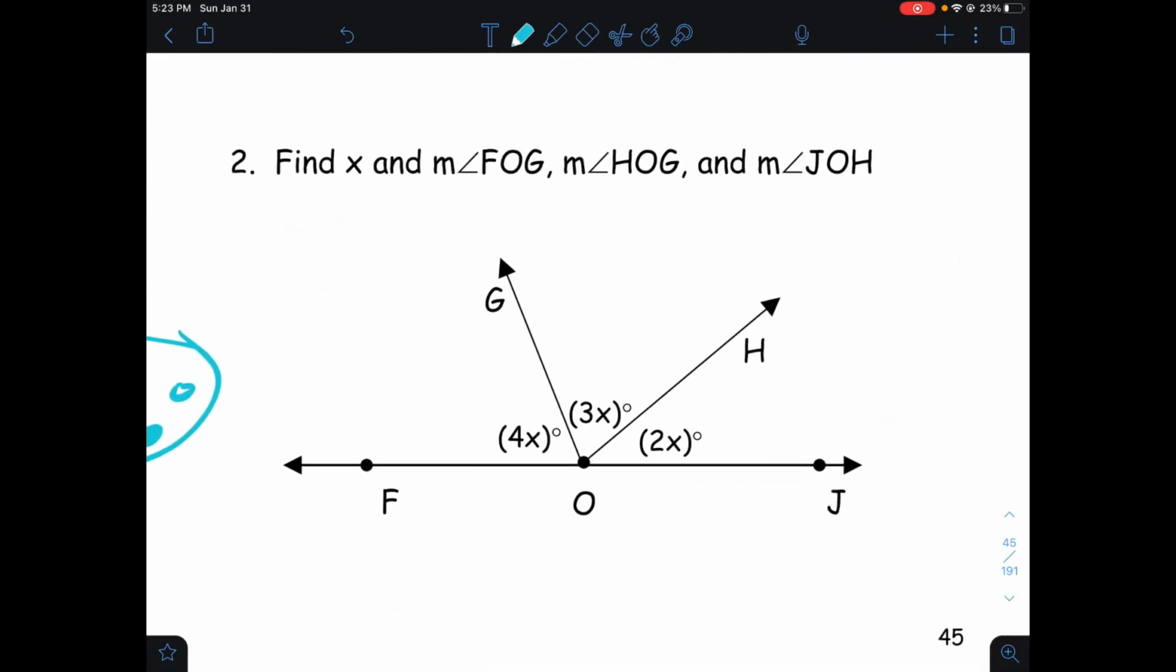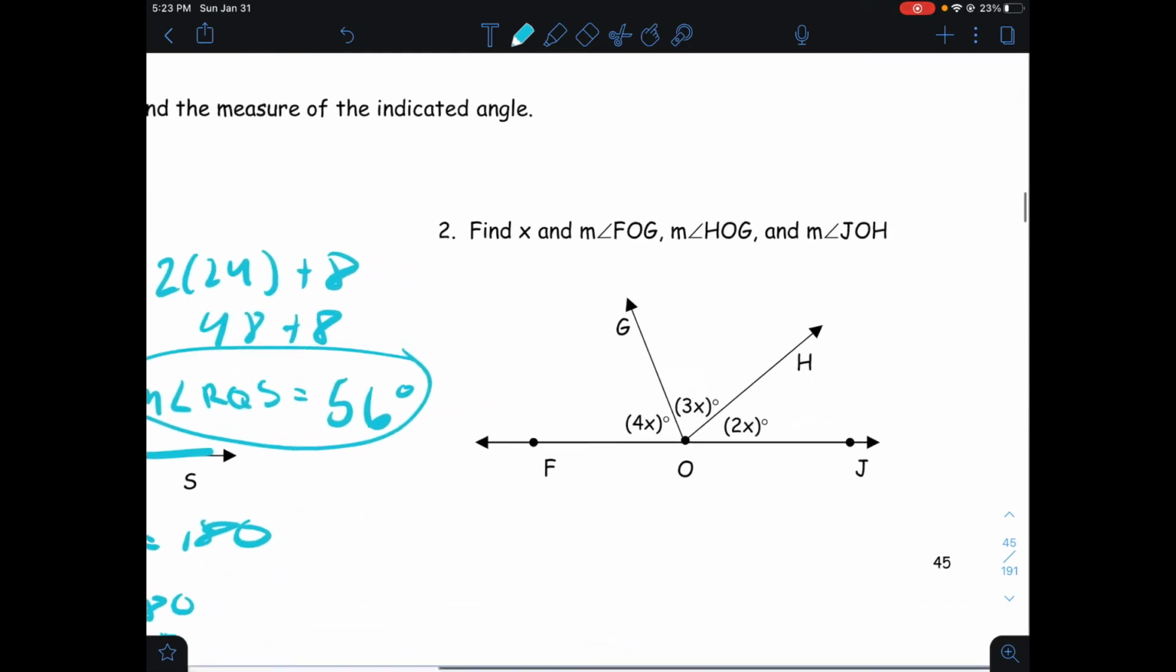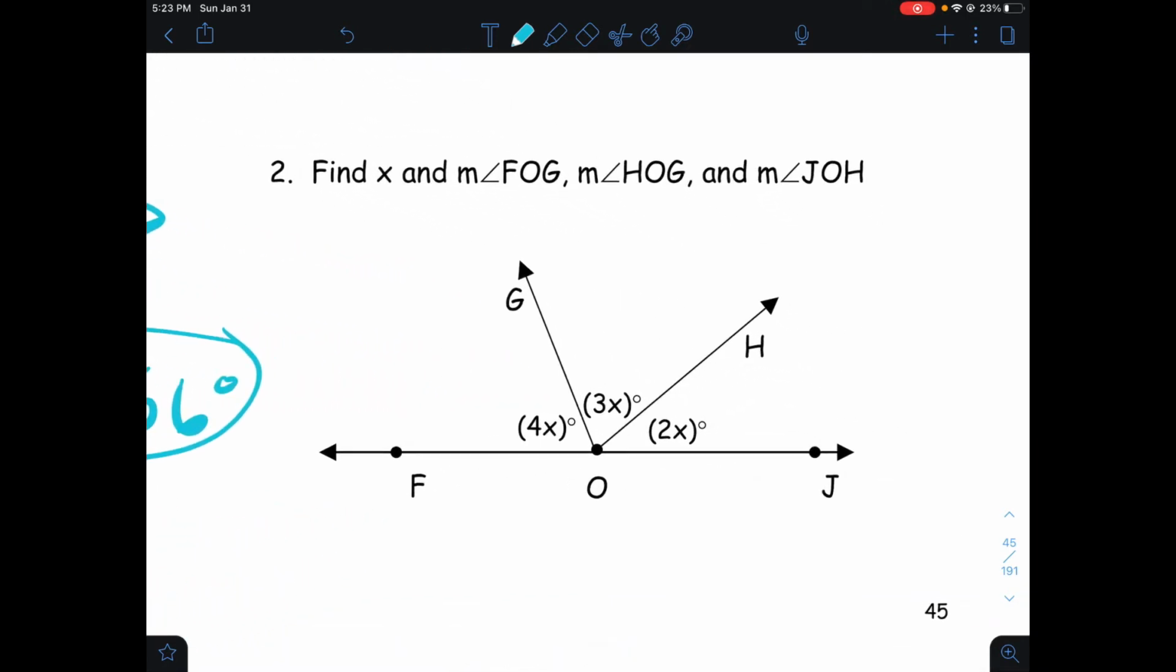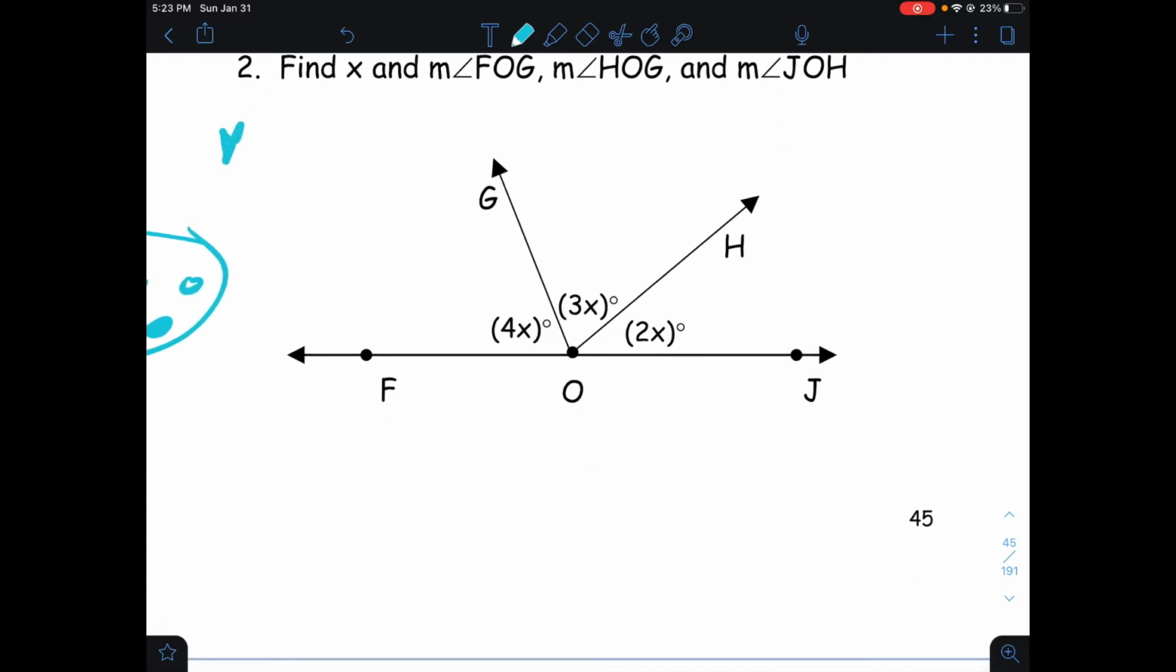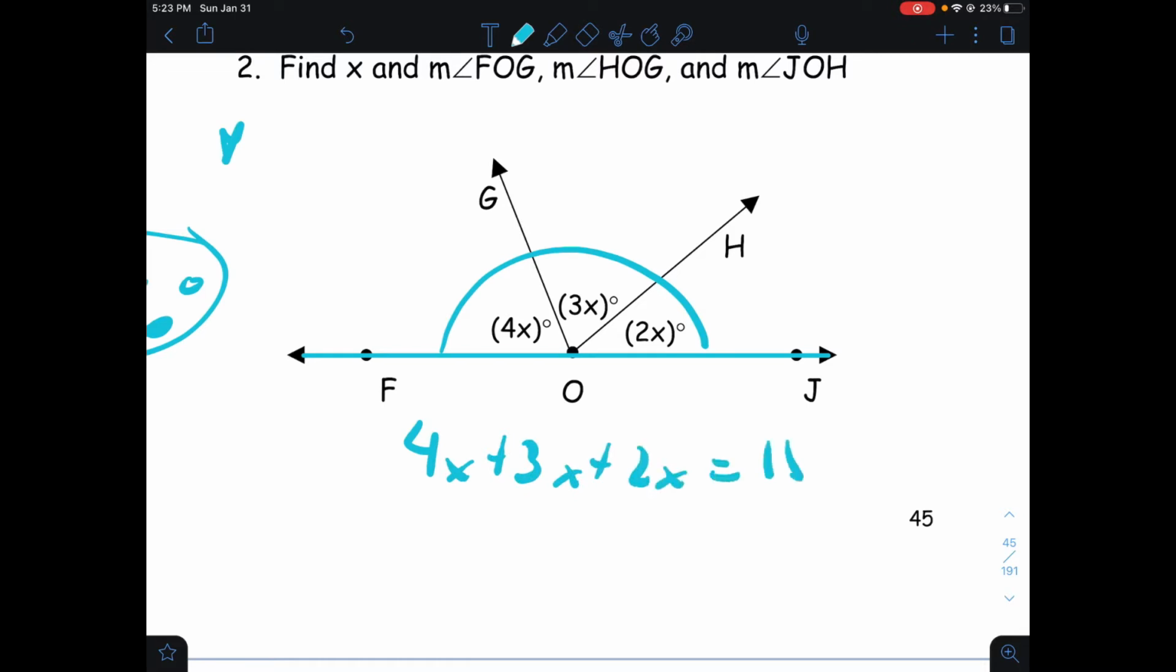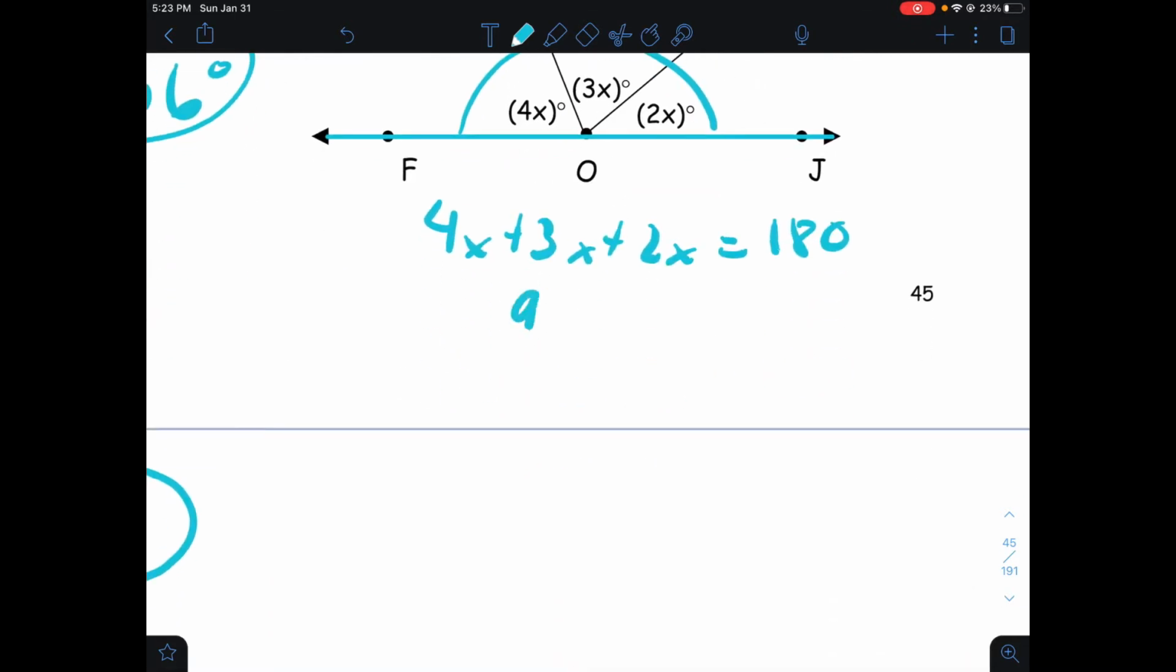It says find x and the measure of FOG, HOG, and JOH. First, go ahead and find the value of x. If you see, these make a straight angle, so you can add all of them up and set them equal to 180. You'll say 4x plus 3x plus 2x equals 180. 4 plus 3 plus 2 is going to be 9x. Then we can divide by 9 and get x. 180 divided by 9, we get x equals 20.